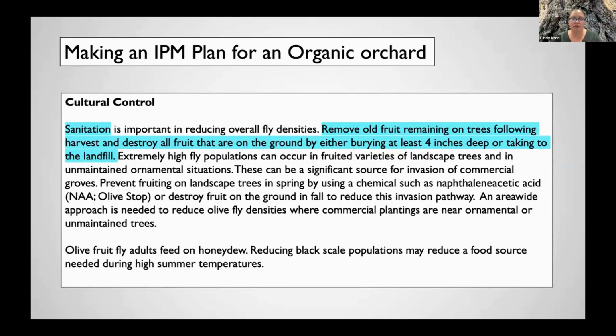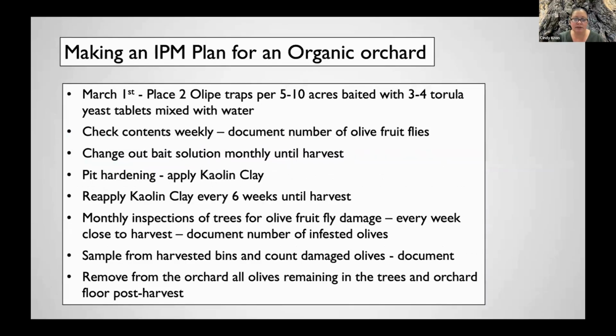So I'm also going to pull from the cultural controls, sanitation. The olives that are remaining on the trees after harvest or have fallen to the ground need to be removed from the orchard or destroyed. So destroy all fruit that are on the ground by either burying at least 4 inches deep, which is usually not an option in an orchard, or taking to a landfill: removing, collecting, and then taking off site. It's because the larvae can overwinter in that fruit, pupate, and then emerge as adults in spring. So now that's the beginning of your population, or at least part of it, for the following year. This is why sanitation is important in this situation.